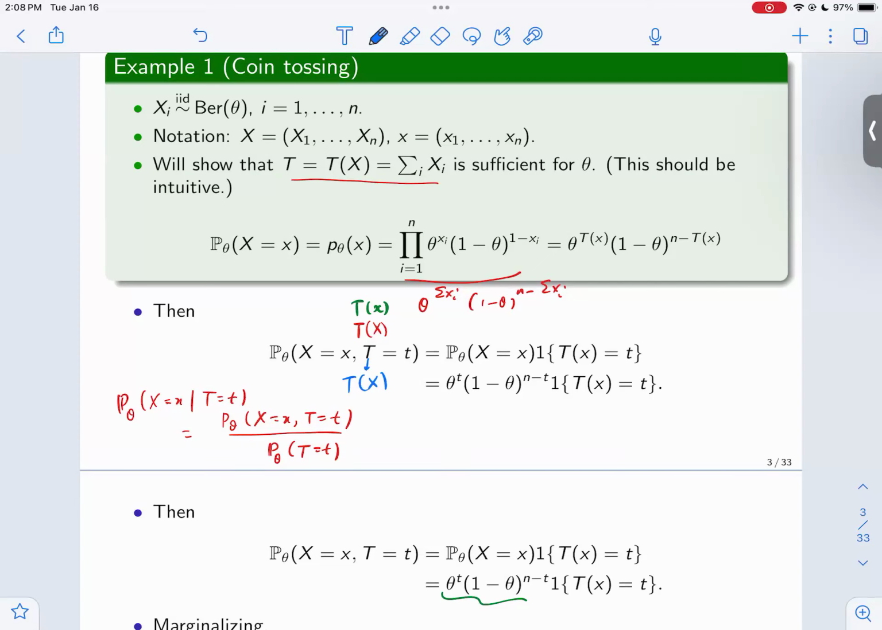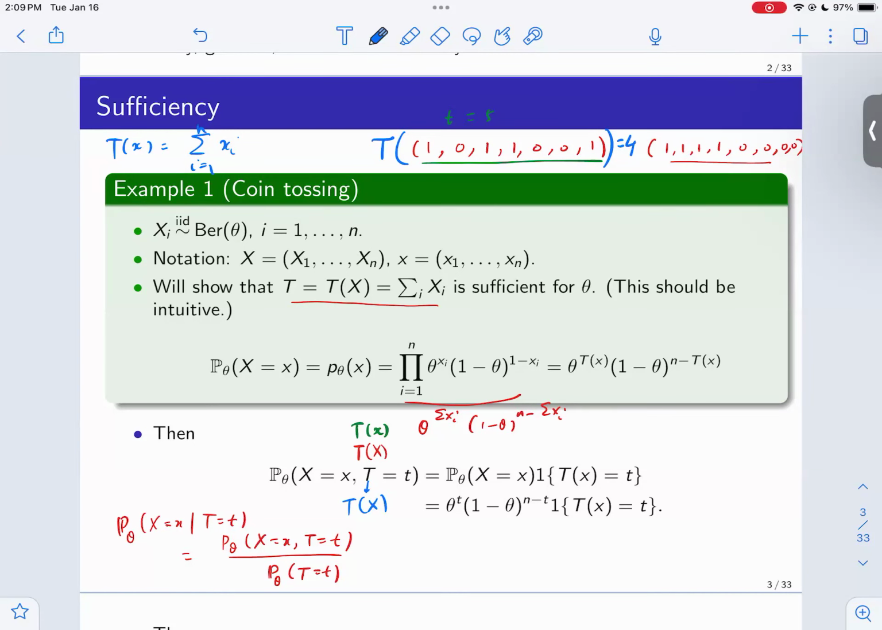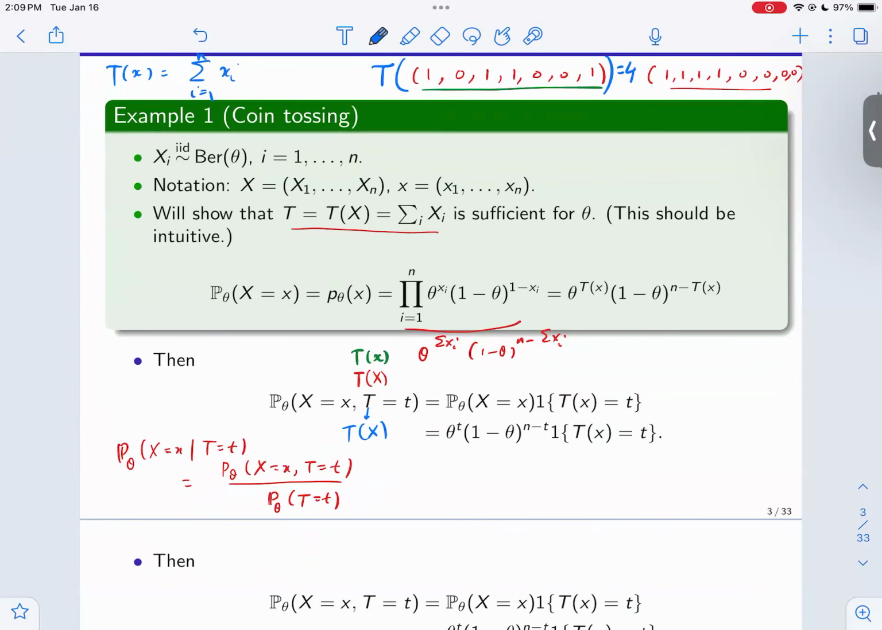And if I require that X equal to little x, and T of capital X equal to little t, this can only happen if when I apply t to little x, it matches t. So I have a sequence, the count is t. It only has 0 probability if the sequence doesn't really have that count. So if, for example, the sequence is this, and little t is 5, this can't happen, right? So what it's saying is that the indicator is doing this.